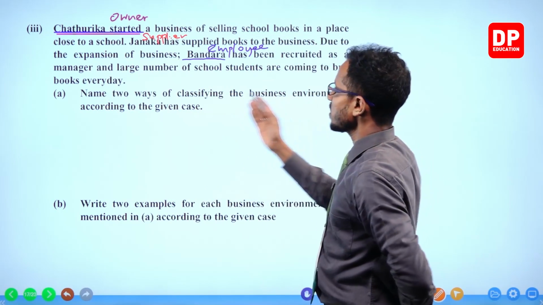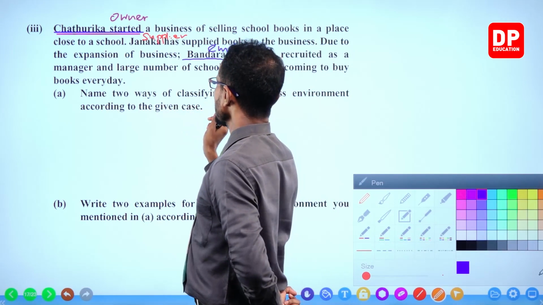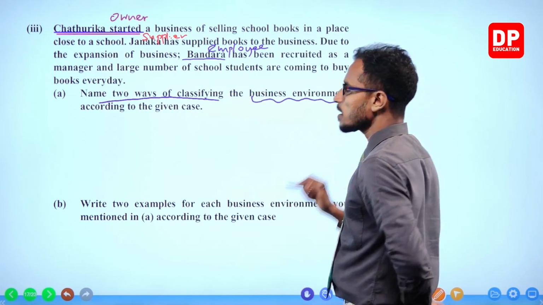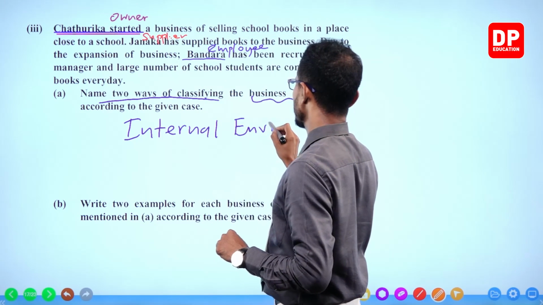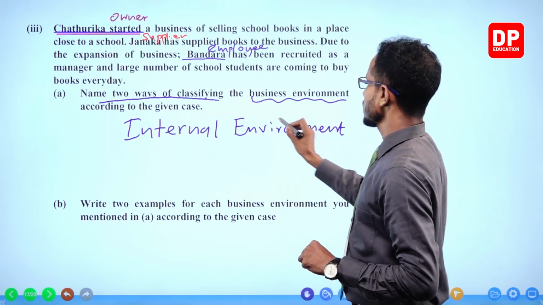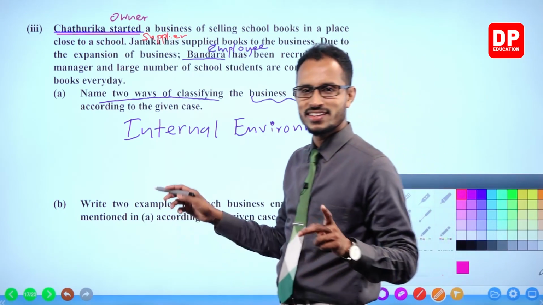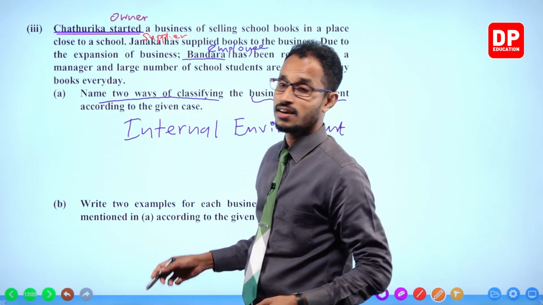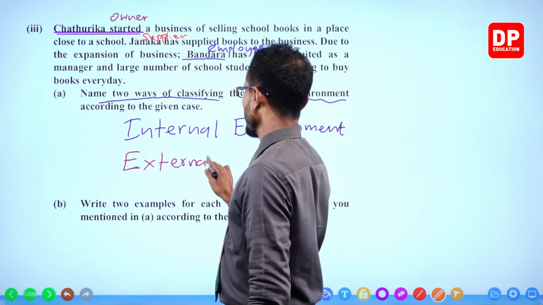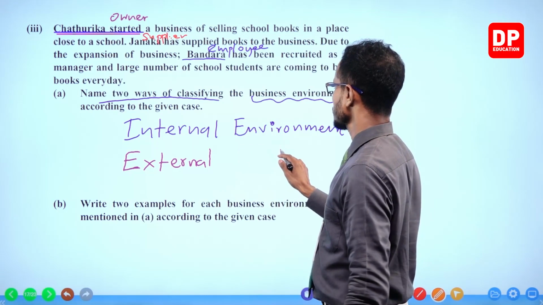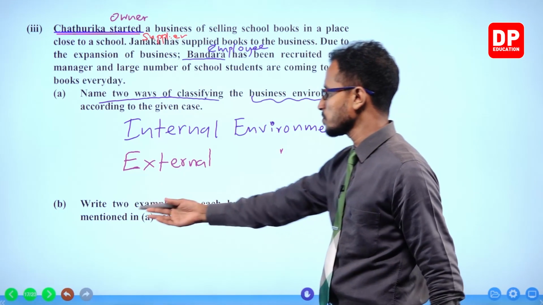Name 2 ways of classifying the business environment according to the given case. Easy, right? There are only 2 environments. Internal environment. The other one is external environment. Two ways of classifying environment: internal, external. Write two examples for each business environment you mentioned according to the given case.